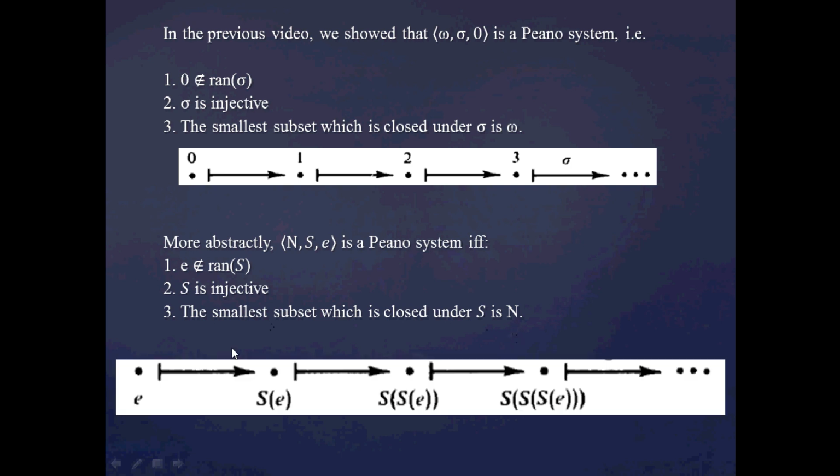And the most abstract visualization of the Peano system is going to look like this, where you have a starting element e, take the successor to get s of e, take another successor to get s of s of e, and so on. You keep getting these successors when you apply the successor function.